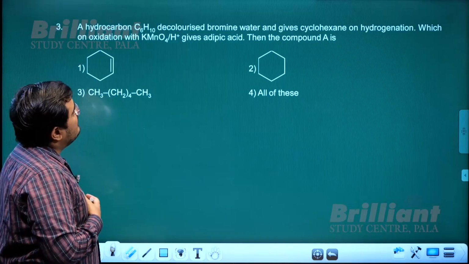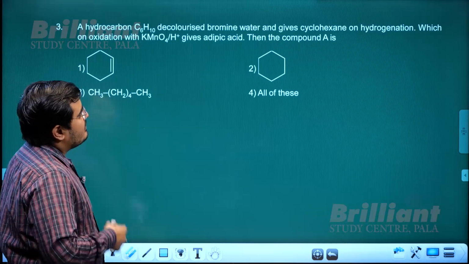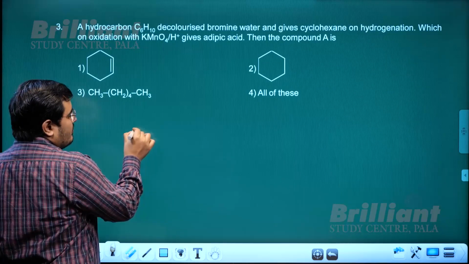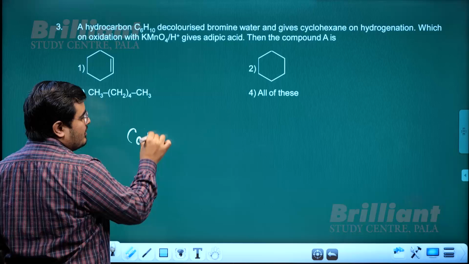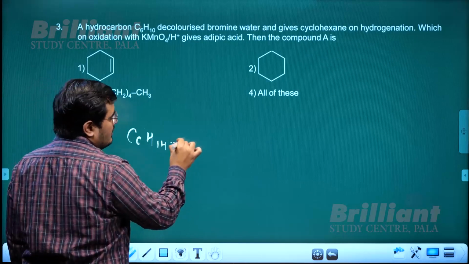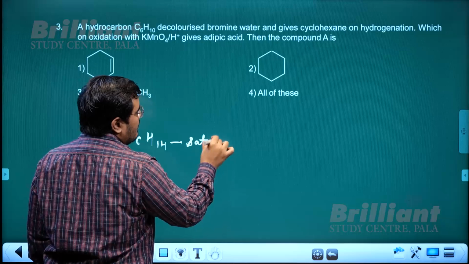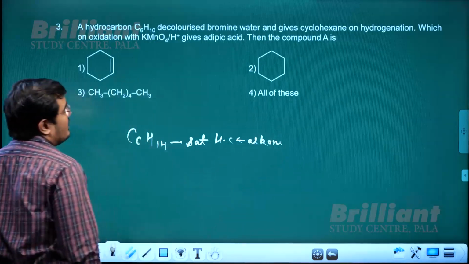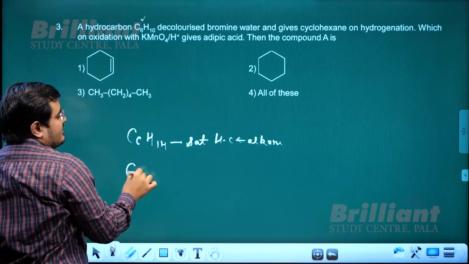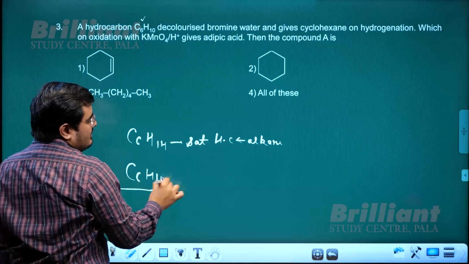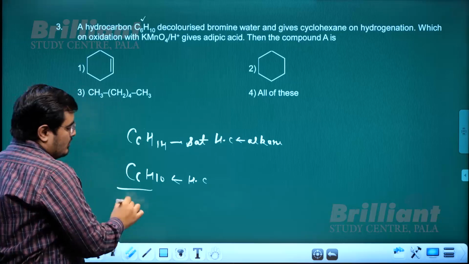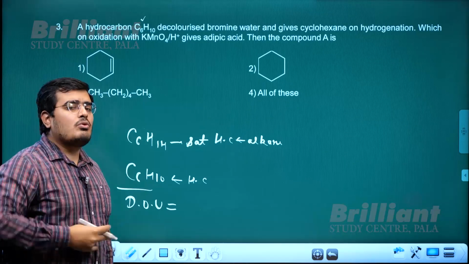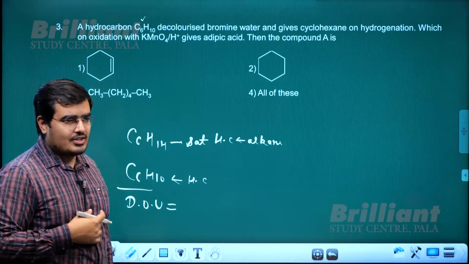Next is a hydrocarbon C6H10 that decolorizes bromine water and gives cyclohexane on hydrogenation. We know for 6 carbons, the number of hydrogens that we should have is 14. That is, for a saturated hydrocarbon or alkane, the formula is C6H14. But the compound that is given to us is C6H10. This is the hydrocarbon that is given. So if I find the degree of unsaturation in this, I know a difference of 2 hydrogens is responsible for 1 degree of unsaturation.